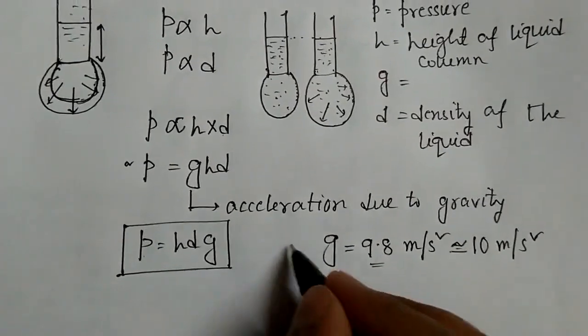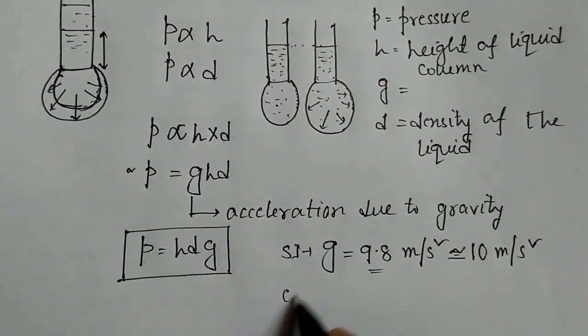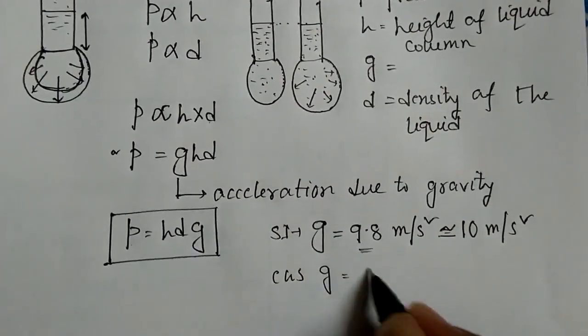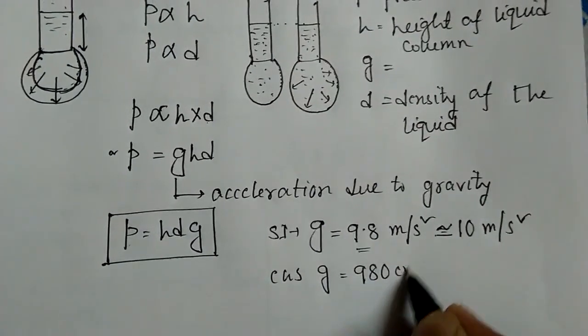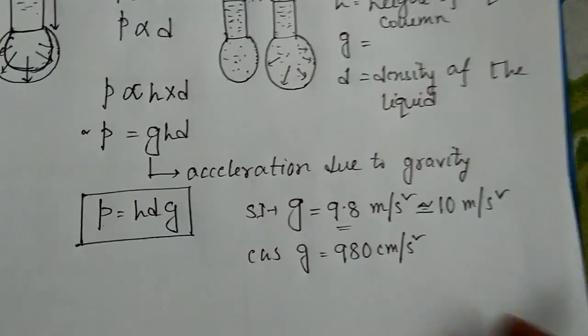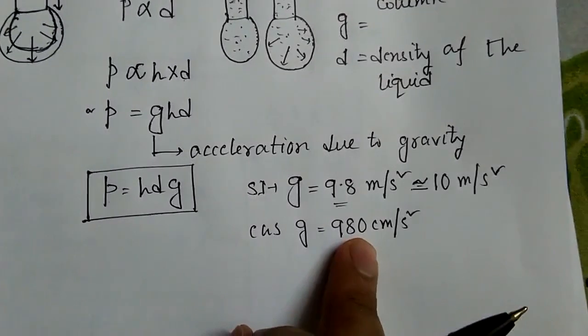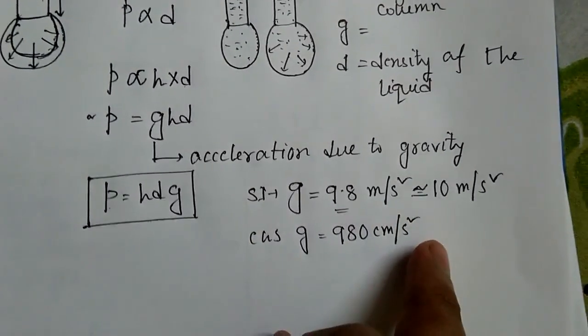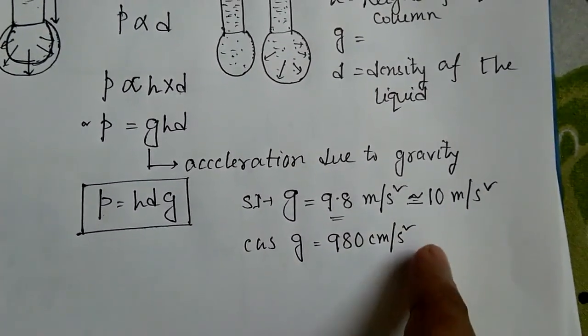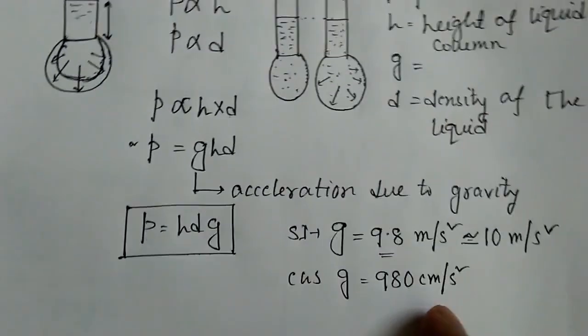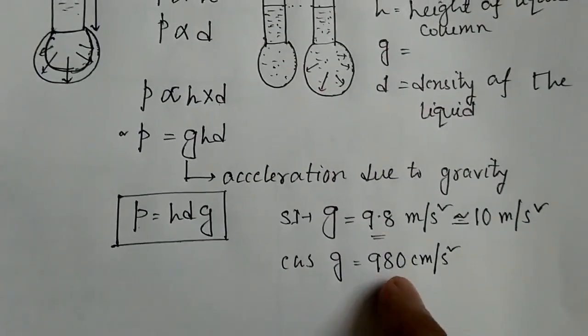Okay, so this is the value in SI, and in CGS, the value of g is 980 centimeter per second square. And if you make the approximation, then it will be 1000 centimeter per second square. Whatever, this is the value of g.